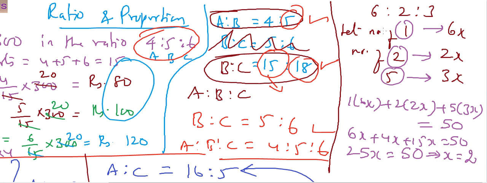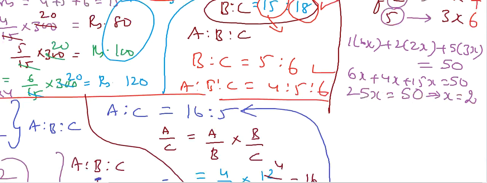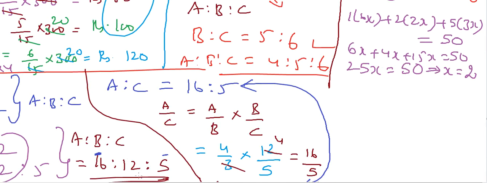Okay, therefore the number of 1 rupee coins is 6x, so which is 2 into 6, 12. The number of 2 rupee coins is 2x, so 2 into 2, 4. The number of 5 rupee coins is 3x, so 3 into 2, 6. See, we have found it. So this is the number of coins of each denomination.